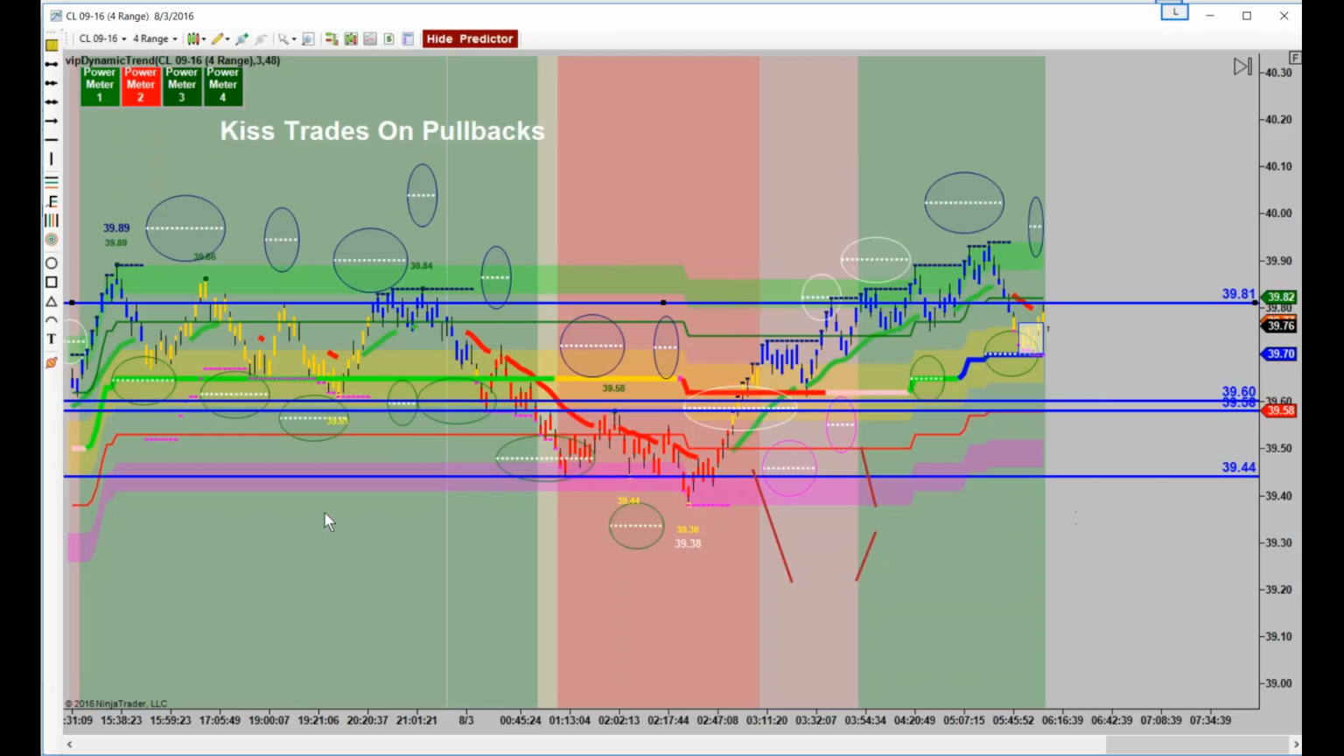Okay, let's put it on the chart and see if we can get it. We're going to look at several kiss trades tonight, even if we don't get through anything else tonight but kiss trades. See if we can get something here. And I like these predictors real well.